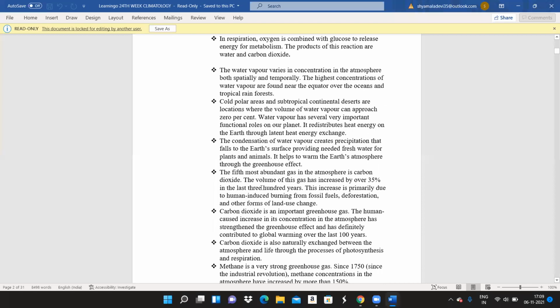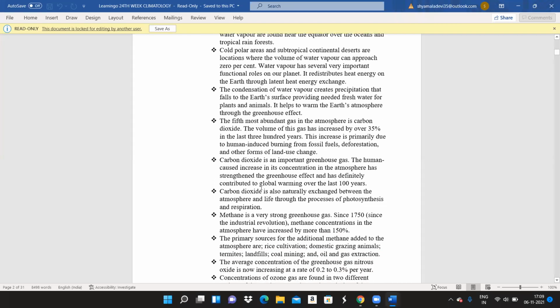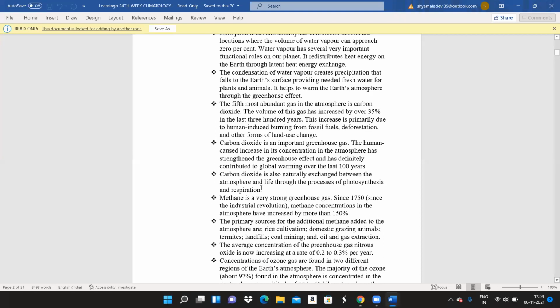The condensation of water vapor creates precipitation. We all know how condensation takes place. That is, when the clouds are filled with water vapor, they condense, then it comes down in various forms of precipitation. Earth requires fresh water for plants and animals also, and water vapor also warms the Earth's atmosphere through the greenhouse effect.